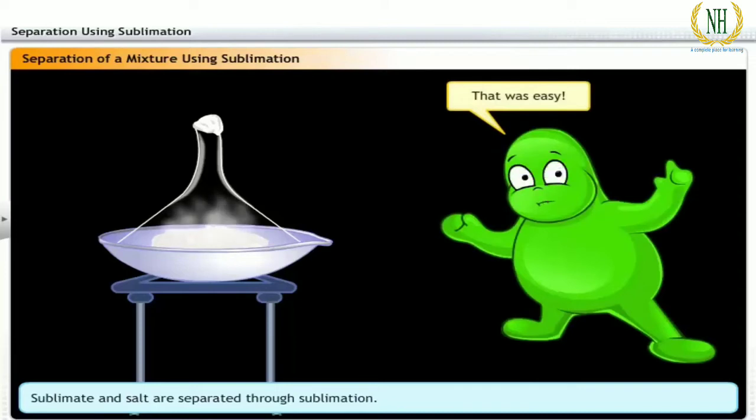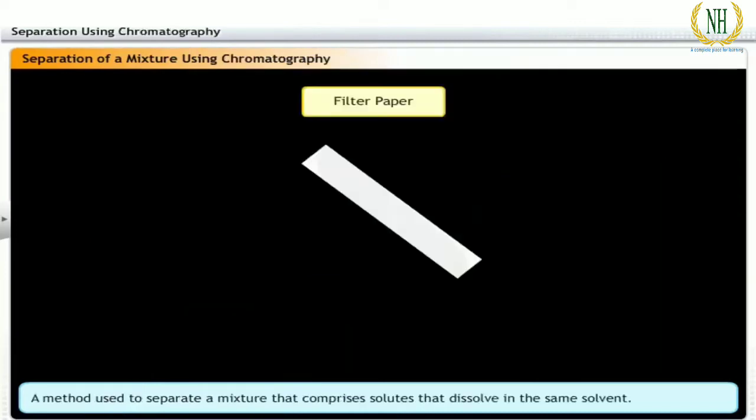That was easy. First, take a thin, long strip of filter paper. Use a pencil to draw a line on it, about 3 centimeters above the lower edge. Then, put a small drop of black ink on the filter paper in the center of the line and allow it to dry.